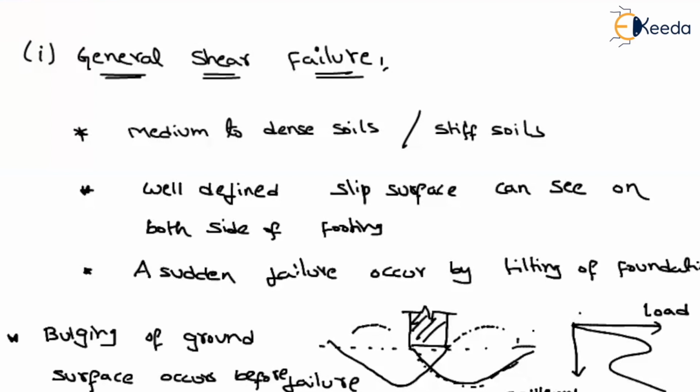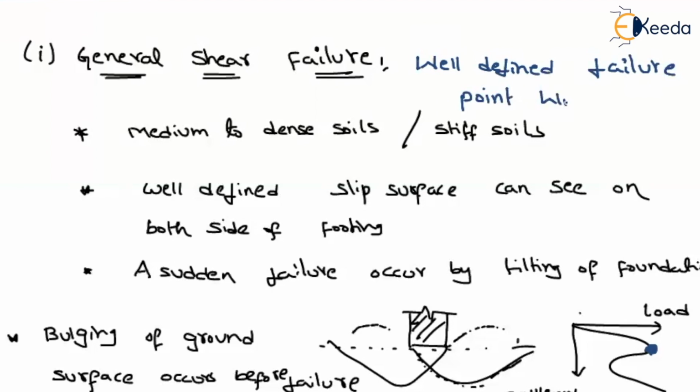If you see the load versus displacement curve, as your load increases, your settlement also increases. But at some point the curve changes its sign. This point is called the load carrying capacity of the soil. That means a well-defined failure point will exist. This is a very important point.